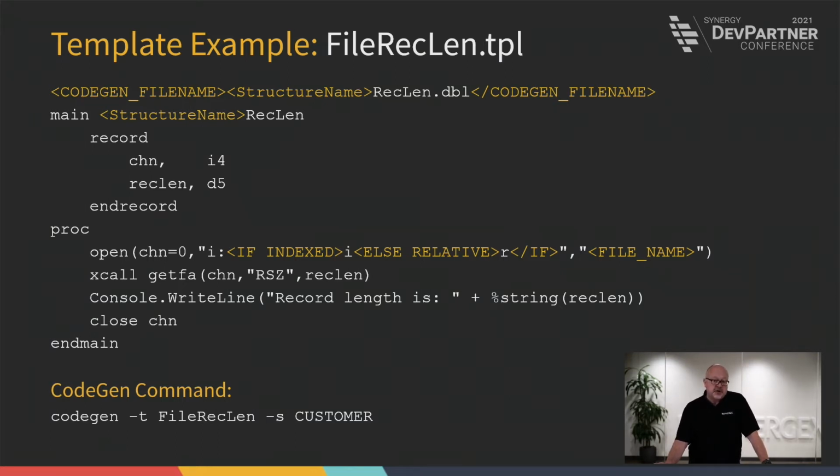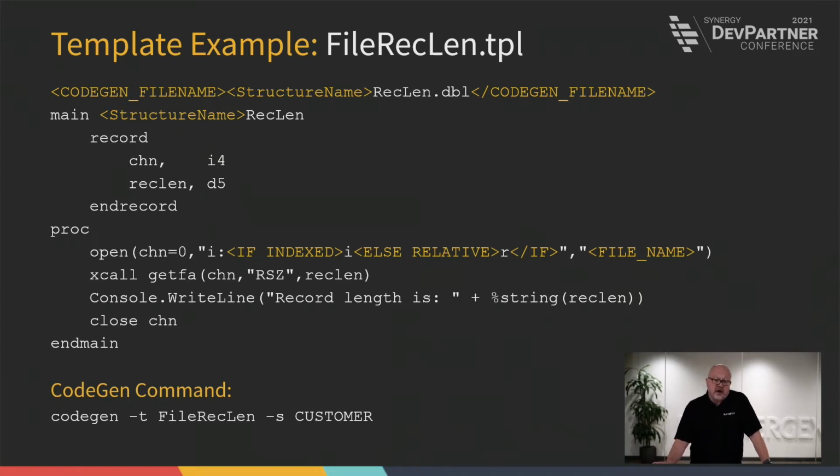And as you can see, it's producing a DBL mainline program called, again, if our structure is customer, CustomerReclen. And we're just injecting some code to open a file, use getRFA to get the record length of the file, write it out to the console, and close the channel. And we're using CodeGen to basically say, if this is an indexed file, then we'll open for input indexed. Otherwise, if it's relative, we'll open for input relative, and we're using it to inject the name of the physical file.